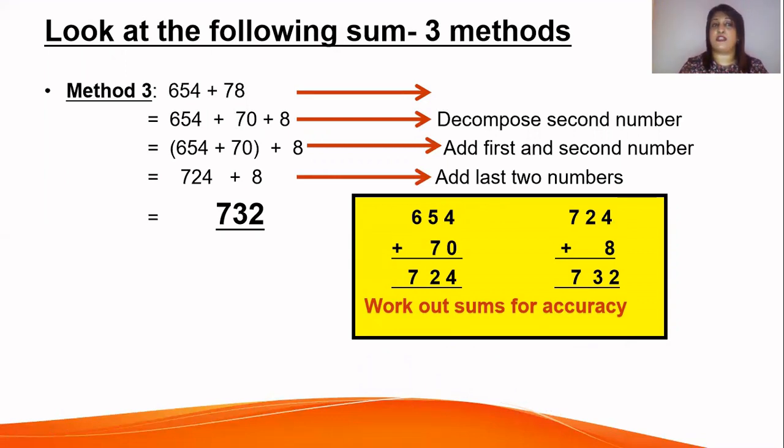So all three steps in one. My first method, my second method, and my third method. First method, you can add the sums in different order. Second method, decompose both sides and get your answer. And the third method, you keep the first number whole and you decompose or break down the second number.